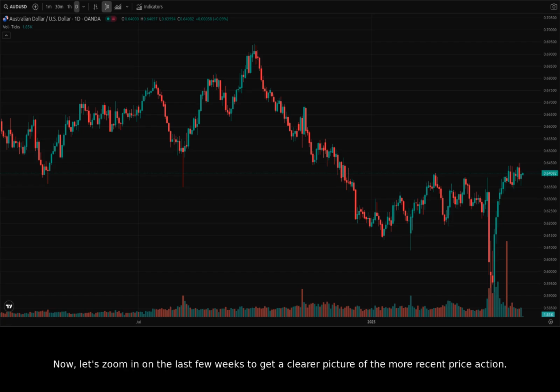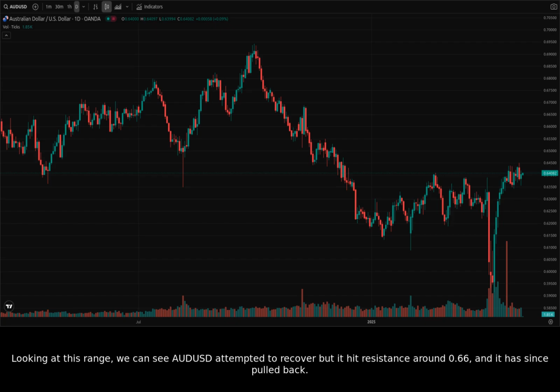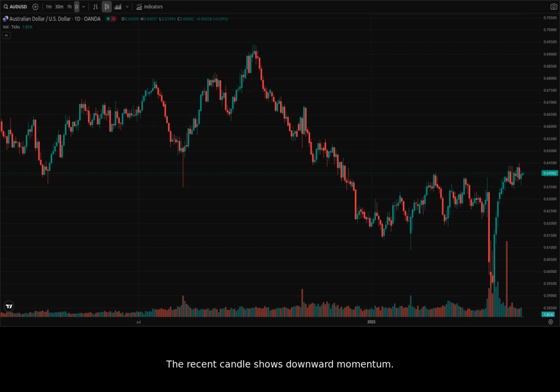Now, let's zoom in on the last few weeks to get a clearer picture of the more recent price action. We'll filter the chart to only show candles from the start of April 2025 until today. Looking at this range, we can see AUDUSD attempted to recover, but it hit resistance around 0.66, and it has since pulled back. The recent candle shows downward momentum.